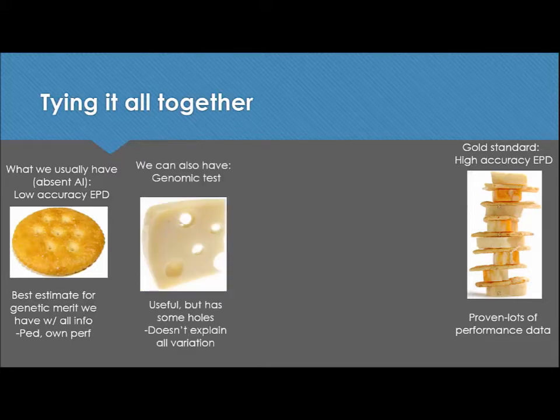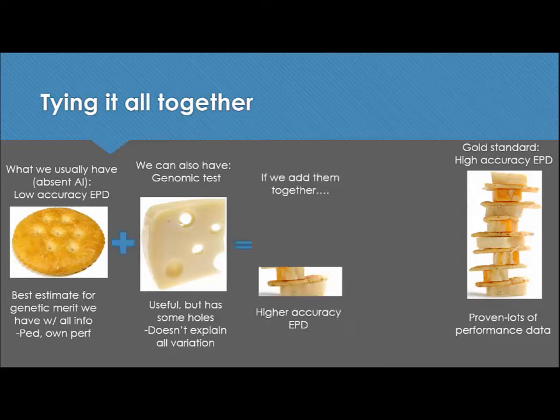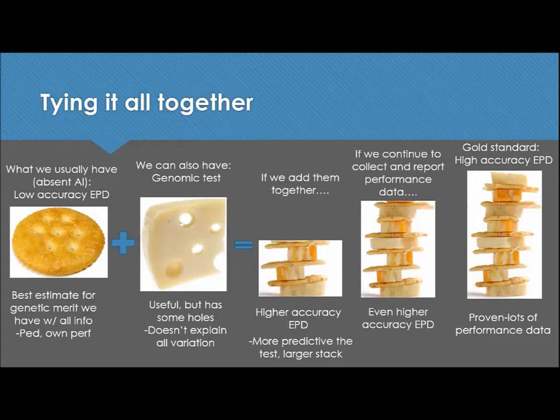So if we want to start our stack, one of the things we could think about is using a genomic test, useful in that genetic evaluation system. It has some holes, doesn't explain all of the variation, but if we add those two pieces together, that's where we start to find value in a little bit higher accuracy EPD. And then the better the test, the more accuracy we get out of that. So the bigger the stack of our cheese and crackers. Now, if we keep that animal and continue recording data on the progeny, we get a little bit bigger stack, and then finally we get to our gold standard, which is going to be that high accuracy EPD on a proven bull that really has lots and lots of data in that evaluation, as we saw in that chart before.